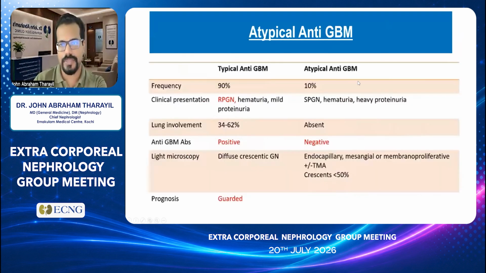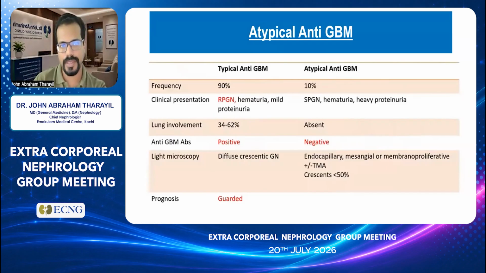Atypical anti-GBM disease accounts for 10% of the cases, and it is a slowly progressive glomerulonephritis, also characterized by hematuria and heavy proteinuria usually. In atypical anti-GBM, sometimes there can be only a mild proteinuria. Lung involvement is absent in atypical anti-GBM disease, and serology is negative. Light microscopy shows crescents which are less than 50%, endocapillary, mesangial, or membranoproliferative, plus or minus a thrombotic microangiopathy. The prognosis is good in atypical anti-GBM disease.